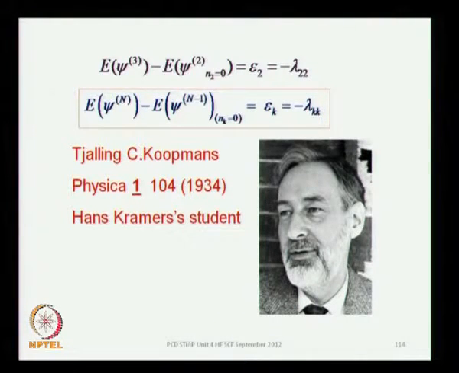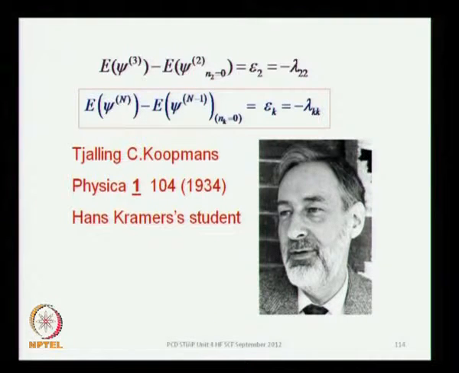Koopmans has been written correctly, there is no apostrophe s, that s is a part of his name. So, if you want to put an apostrophe, it will have to be after this s, not before. So, this is called the Koopmans theorem.